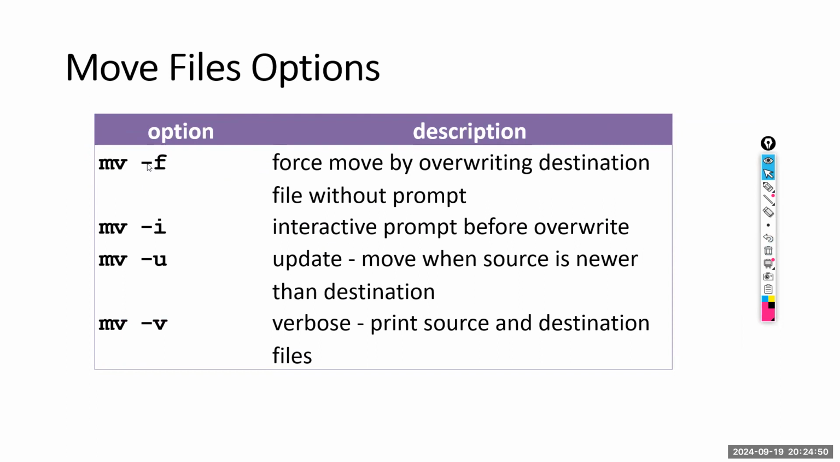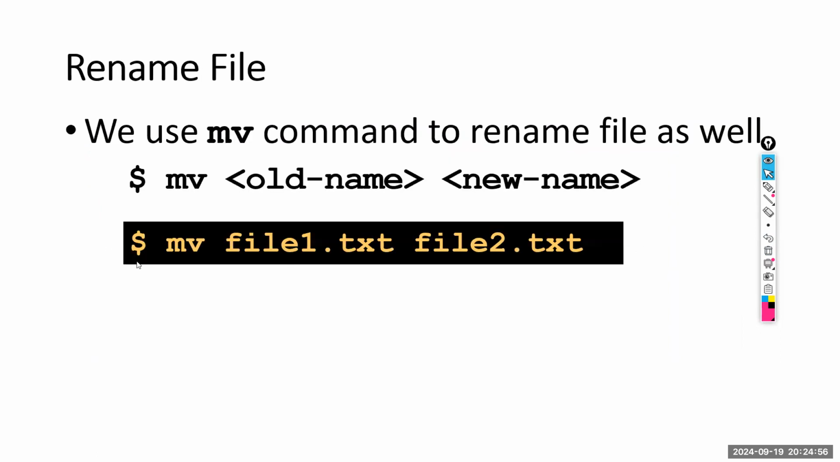Right, so these are some other options, parameters: -f, -i, -u, -v, verbose. As I told you, for renaming there's no command. Just use the move command, old file name and new file name. That will effectively rename the file from file1 to file2.